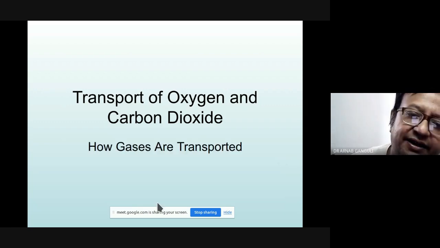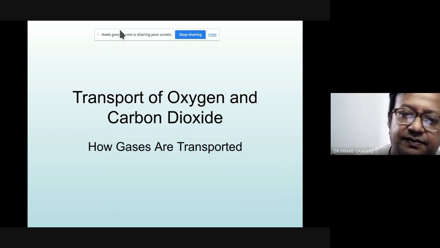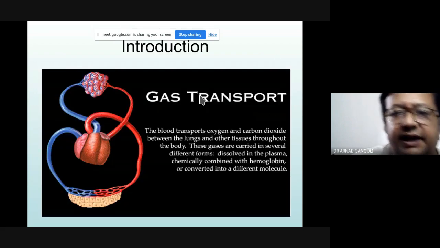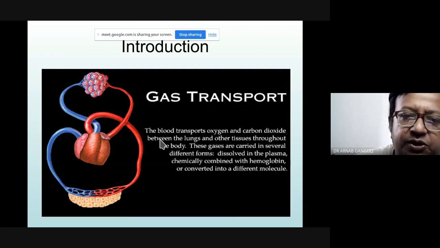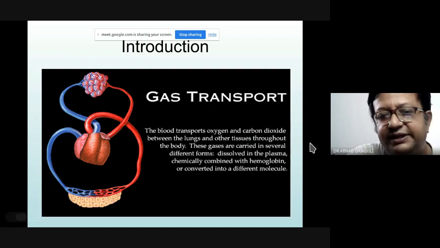How gases are transported, basically. So what is gas transport? So this is the heart. Here are the lungs and alveoli. From the heart, oxygenated blood goes to the tissues, and deoxygenated blood rich in carbon dioxide comes back to the heart. The heart sends it back to the lungs, and in the lungs transport of gas happens. So this whole process which takes place in this region is known as gas transport.